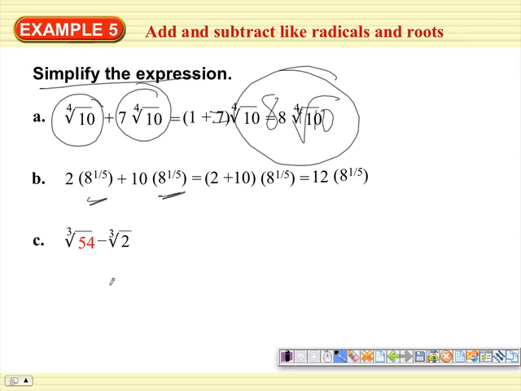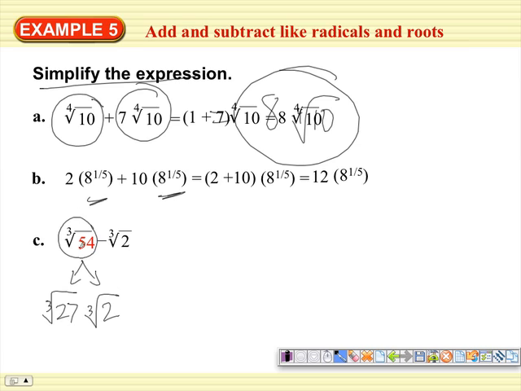Alright, you get the picture. Now, C is more like the problem that I'll give you, but this is still a little bit on the simple side. Something basic you have to know is how to break things down. Can you break down cube root of 54? I hope so. What's a cube within 54? 27.